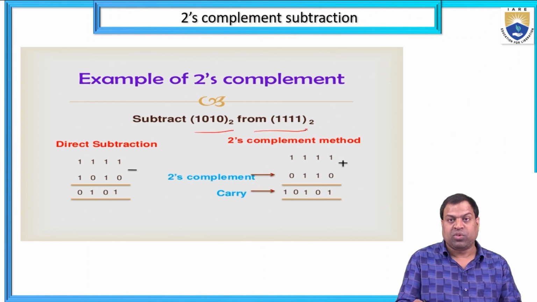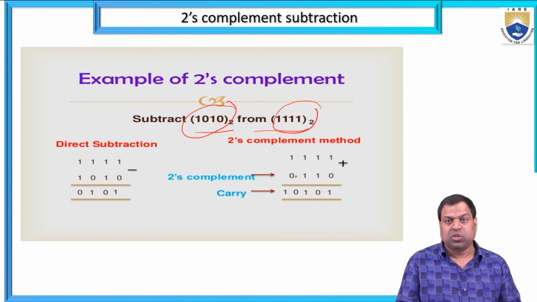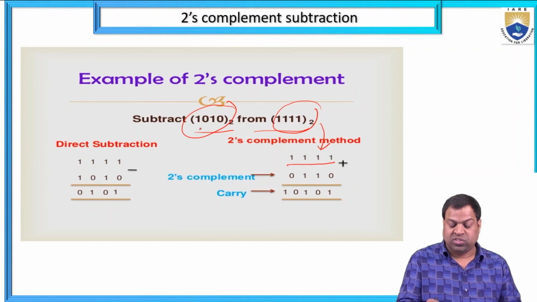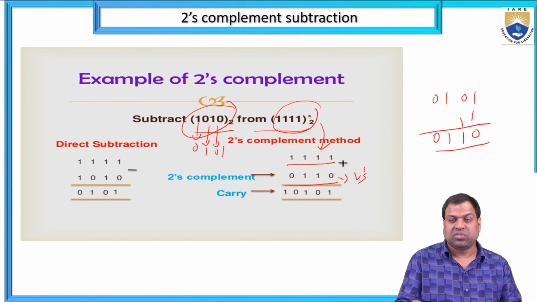1 0 1 0 base 2 from 1 1 1 1. It is a minuend and it is a subtrahend. So we are applying 2's complement to the subtrahend. What is the process of 2's complement? 1's complement plus 1. So it is 1 1 1 1, the minuend value. And what is the 1's complement? In place of 1 0 1 0 it is 0 1 0 1. We are adding plus 1, and we get 0 1 1 0. That is the 2's complement. So minuend plus 2's complement of the subtrahend value.